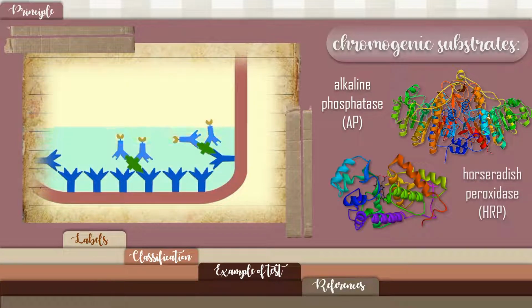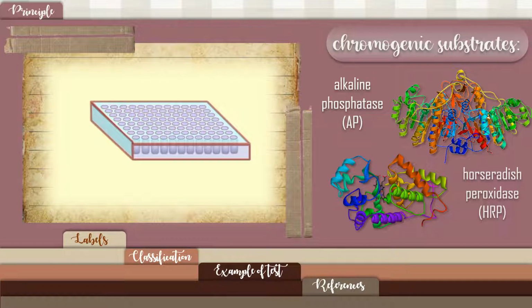The end product can be determined by using a spectrophotometer, and the intensity of color is directly proportional to the presence of either antigens or antibodies in the test samples.